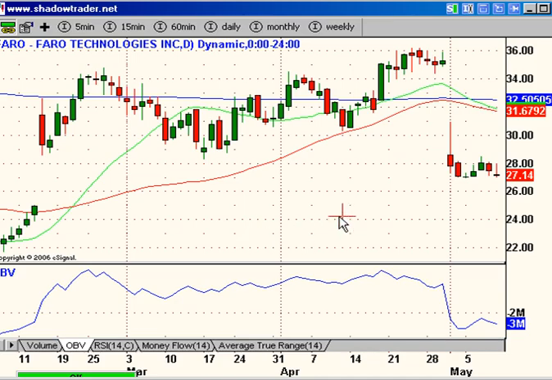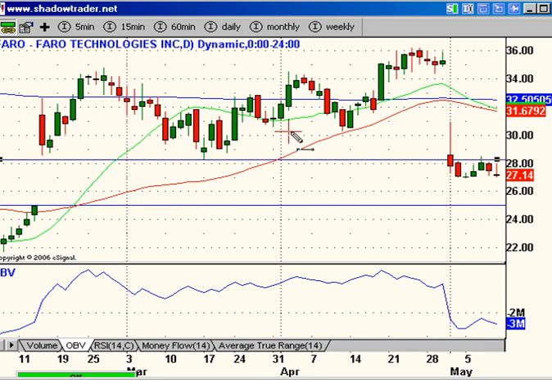And the last one I want to show you is something called Faro, which I think is semis. And notice this, it's just a beautiful pattern. And what I like about it is, this is on the short side, there's a lot more room left to fill this gap. So I think that on a breakdown play here, notice you had an inverted hammer on the dailies. Short this low here probably. And again, what I like about it, there's room to fill, probably a gap fill down to this area.